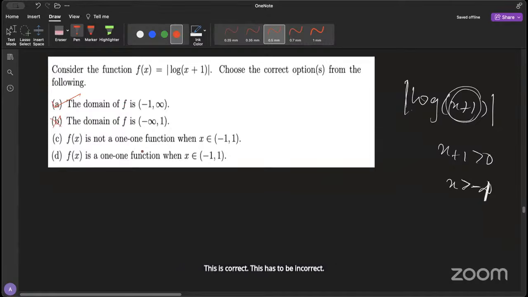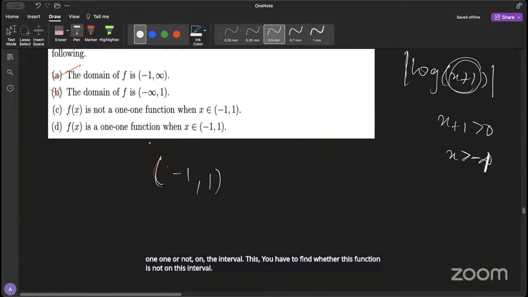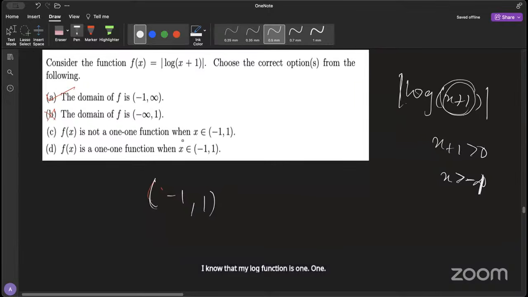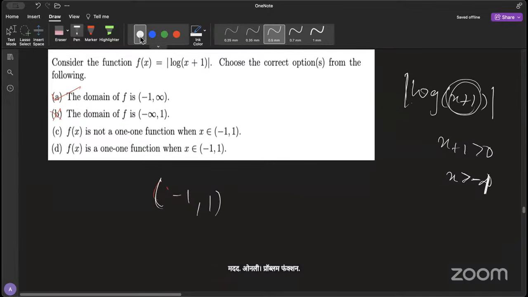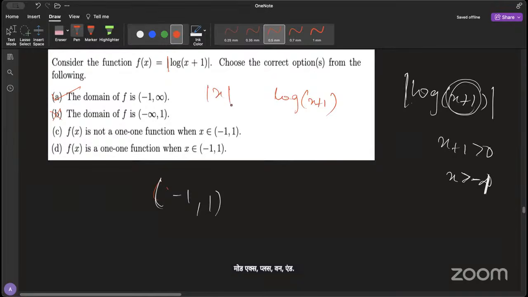And coming to this one, you have to find whether this function is 1-1 or not on this interval minus 1 to 1. I know that my log function is 1-1, but the problem will be this mod function. This mod function is not 1-1. This is a composition of two functions. One function is log of mod x plus 1 and the other function is mod x. This is f, this is g, then the function given to you is fog, right?